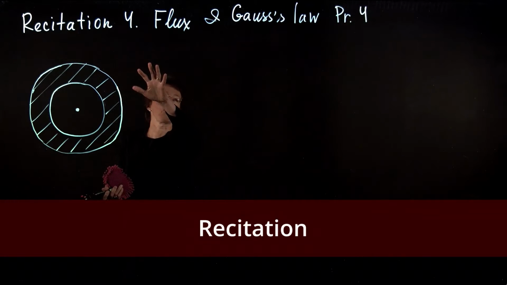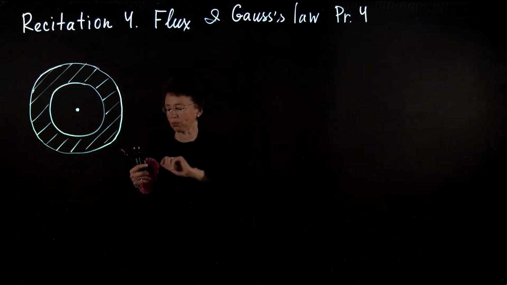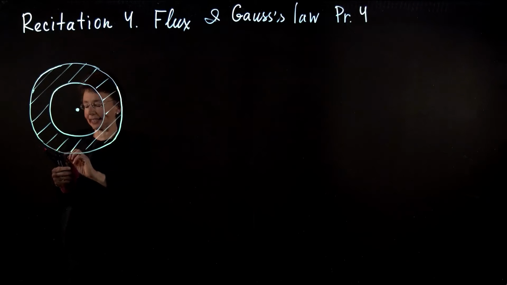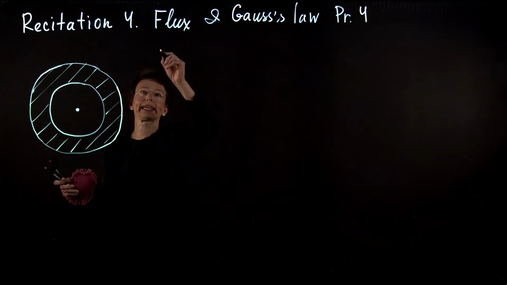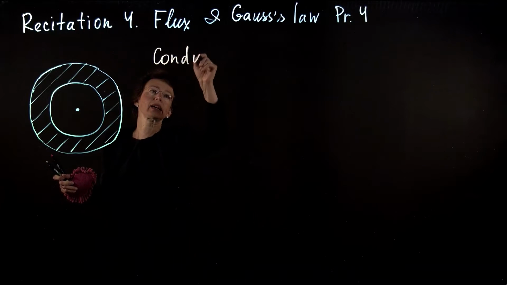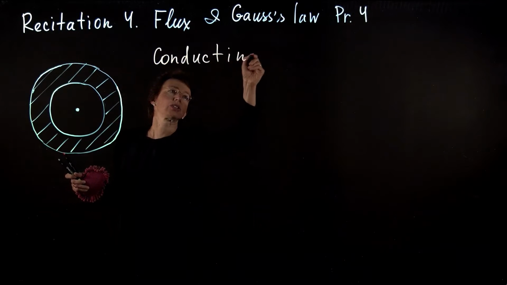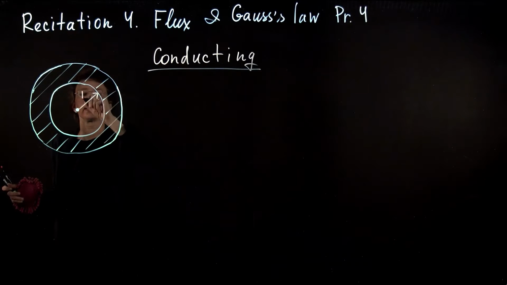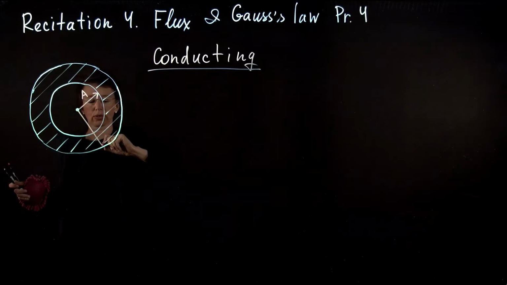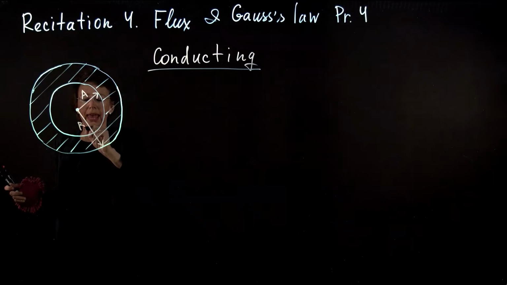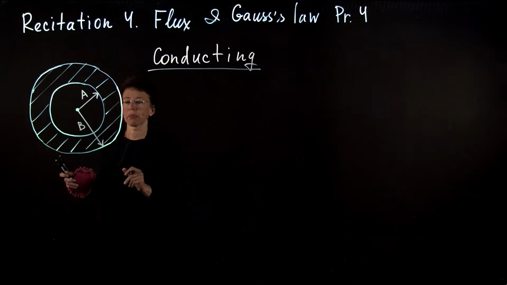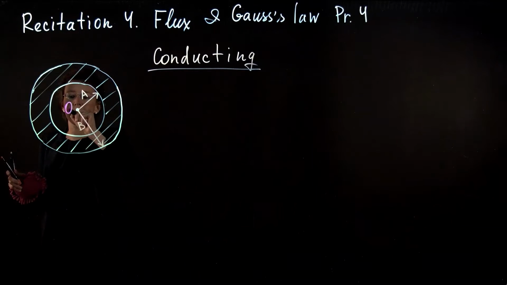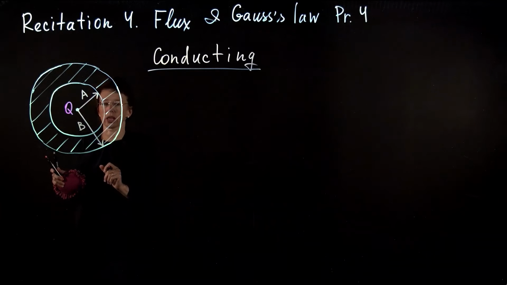This is recitation 4, Flux and Gauss's law, problem 4. For problem 4, we will have a conducting spherical shell. This is a conductor, a conducting spherical shell with inner radius A and outer radius B. A and B are given. We will put charge Q at the center of this spherical shell.